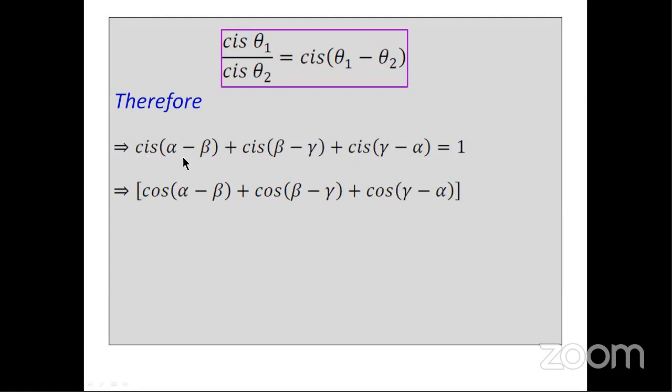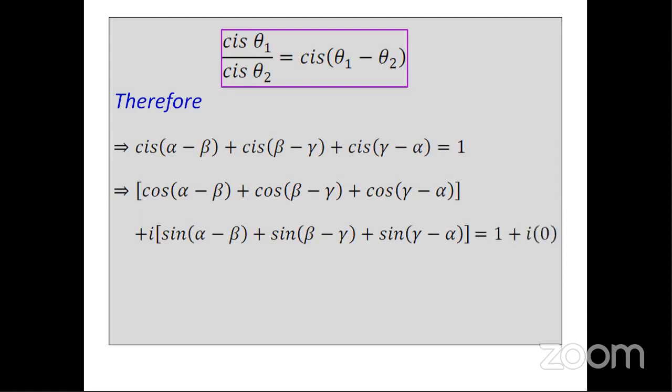So I will pick up all the real part from these terms. So you have cos(alpha minus beta) plus cos(beta minus gamma) plus cos(gamma minus alpha) plus i into sin(alpha minus beta) plus sin(beta minus gamma) plus sin(gamma minus alpha), which is equal to 1. 1 can be taken as 1 plus i into 0.